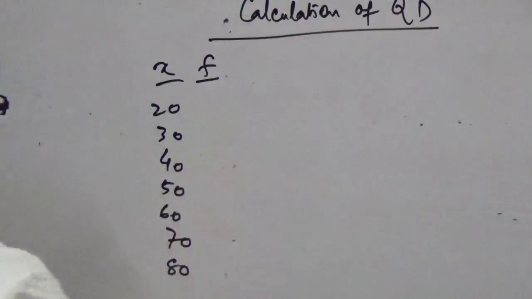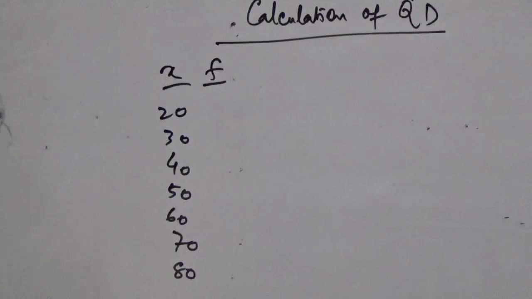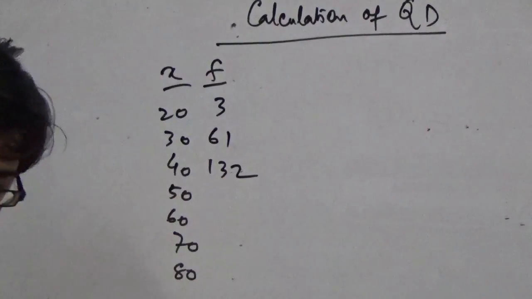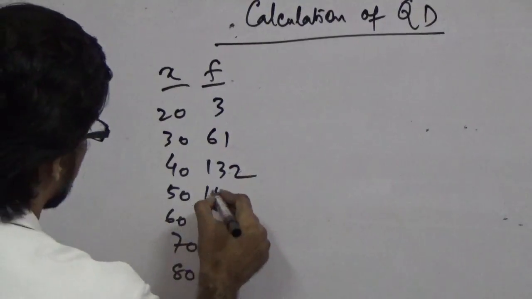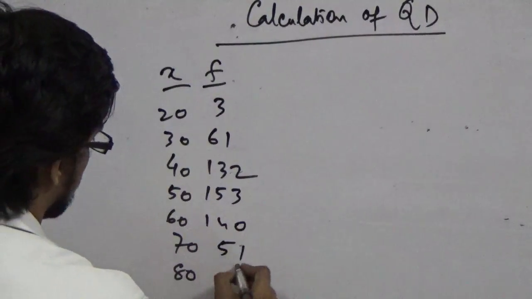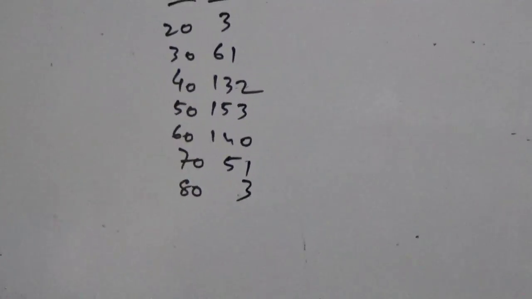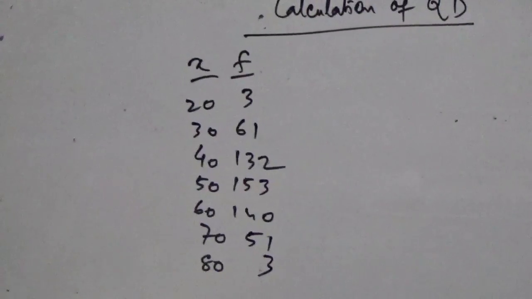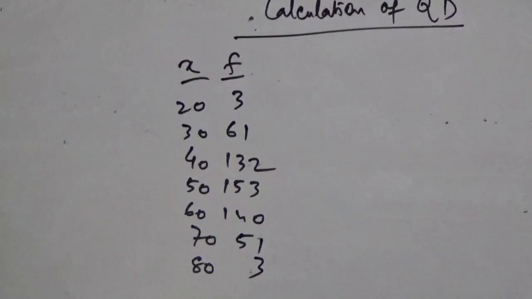And the frequencies are like this. Frequencies are 361, 132, and then 153, 140, 51, 3. So these are the things given. In this kind of case, if they ask you to find quartile deviation, your job is to find the Q1 and Q3. But the formula I have shown before is applicable for bigger cases.